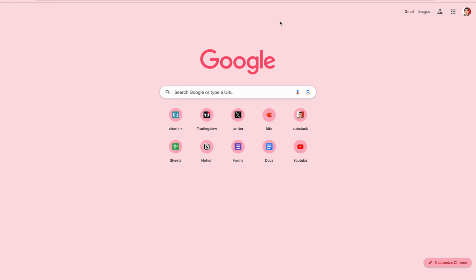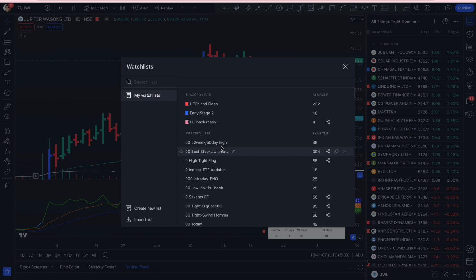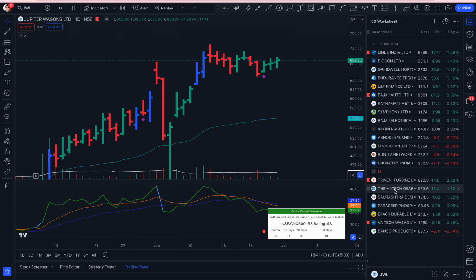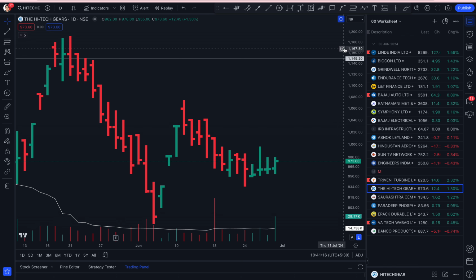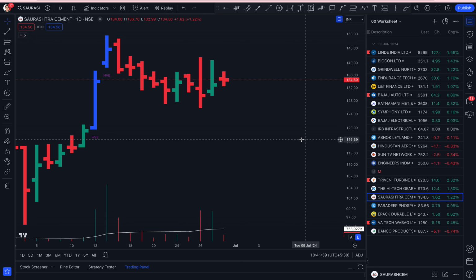Actually, I will open another TradingView because I don't want to go back and forth. Triveni, we already checked. Let's check High Tech Gears. Mother bar, inside bar. I mean, this is not really inside, probably. 978, the highs are same. 978, 955, the highs are low. So yeah, this is not an inside bar technically, but very tight. Saurashtra, this is a tandem inside bar. Big bar, mother bar, the candle inside the mother bar, and the candle inside that, very tight.